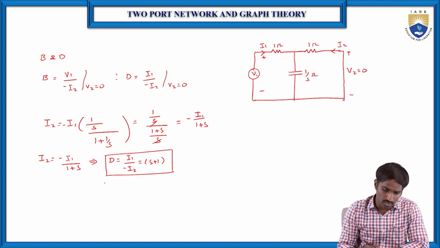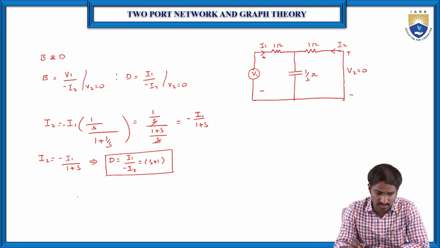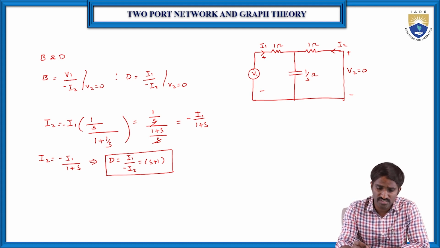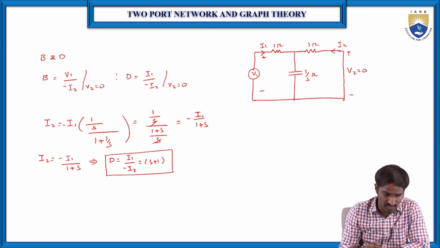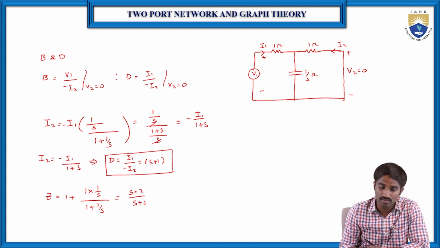Then now the B parameter, here it is V1 by I2. So for that, let us find the total impedance by taking V1 as the source. The total impedance means these 1 ohm and 1 by S are in parallel. Then this parallel combination is in series with the I1. So Z is equal to 1 plus 1 into 1 by S by 1 plus 1 by S. By simplifying this, you will get S plus 2 by S plus 1. So this is Z.